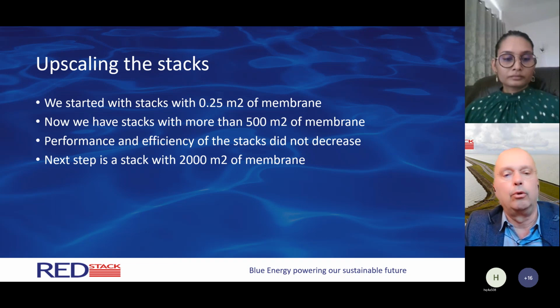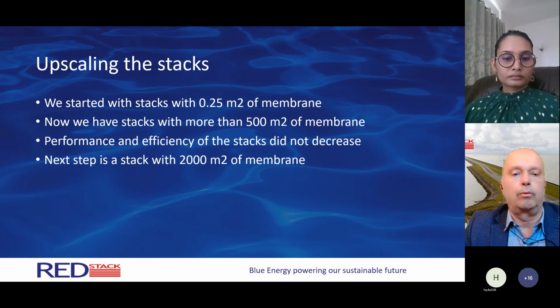The final step you need to do in the upscaling is going from 500 to 2000 square meters of membrane, only 4 times bigger. The project to do this was approved last month. So we're now ready to start the detailed design and the manufacturing of the bigger, final size stacks. And this 2000 square meter membrane stack will be the building block, the process equipment that will be used in further upscaling into megawatt scale.